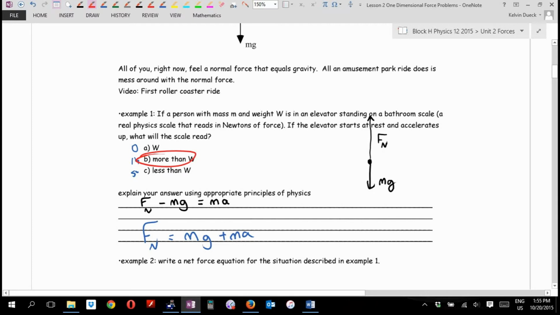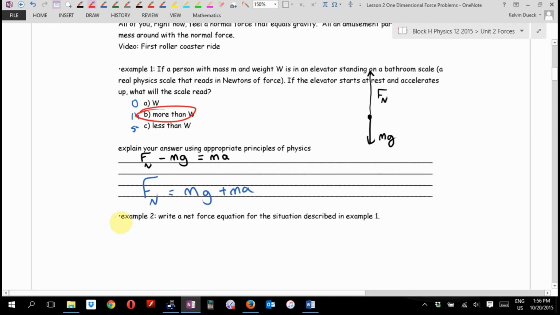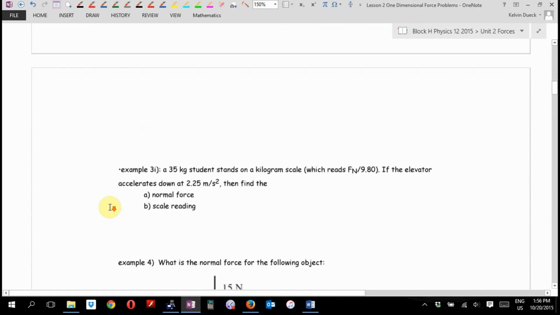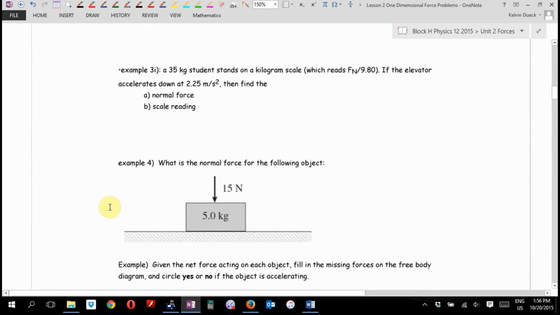There's a proof: no English, a good free body diagram, no words, and an equation. It must be, if normally, no pun intended, the normal force is mg, I just did the physics, and it turns out that if I'm accelerating up, I end up plussing to it. Must be bigger. Example 2 says write a net force equation. I just did. I like example 3. 3 is a nice question.